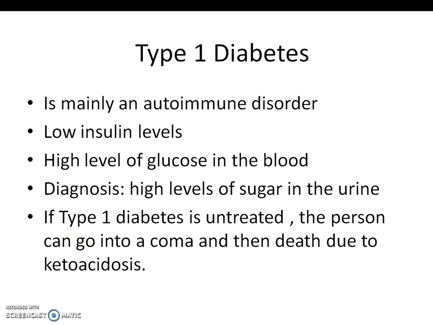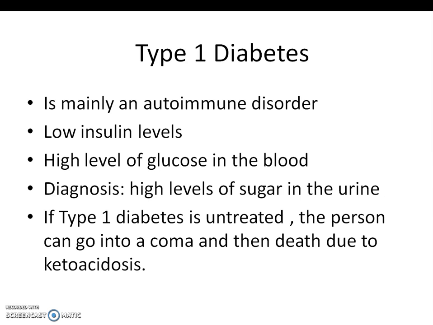So let's look at type 1 diabetes. Type 1 diabetes is mainly an autoimmune disorder. It's characterized as low insulin levels and high levels of glucose in the blood. The diagnosis is high levels of sugar in the urine.